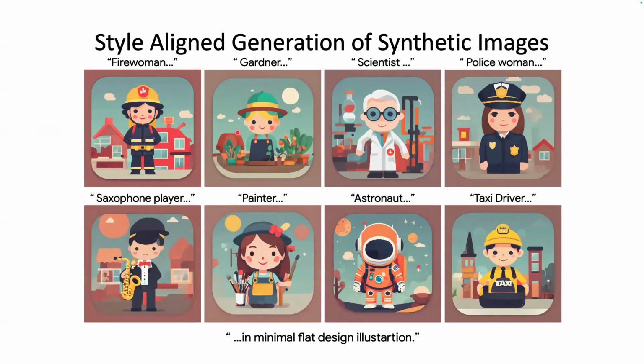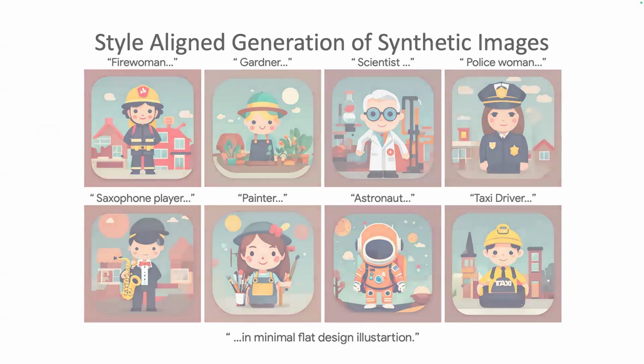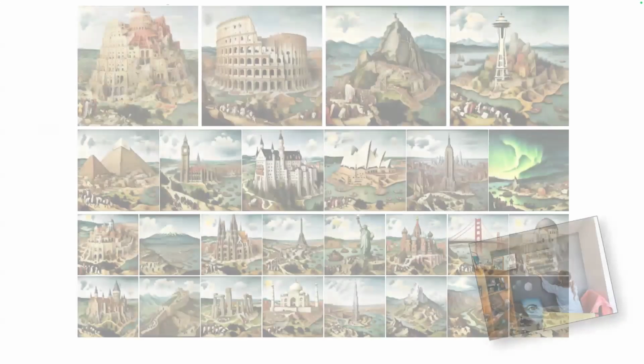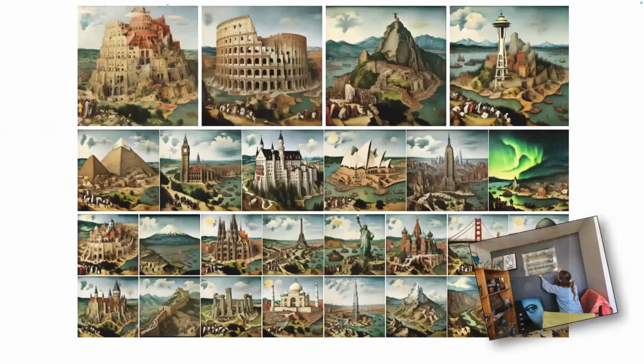So this is another nice example. And actually, we can also apply this process to real images by, again, inverting the images. So here you can see different famous landmarks. And actually, my advisor really liked this example. So he actually made a poster out of it and put it in his office.